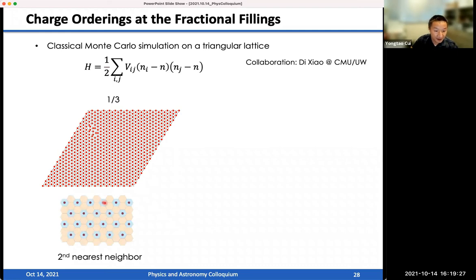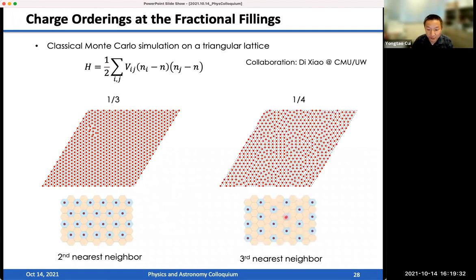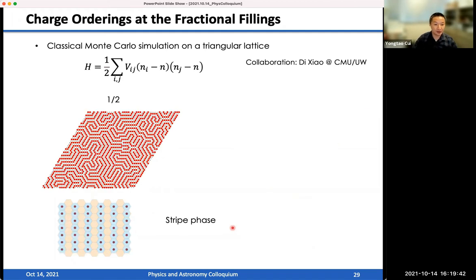So basically, it's the second nearest neighbor. And then for the 1/4, we have the third nearest neighbors. That's consistent with our analysis. And in both cases, they're all in this case of triangular lattice. So in the case of 1/2, these also are the stripe patterns. But because of the symmetry of the lattice, there are 3 alternative directions that are equivalent. So that's why in the simulation, you will see that the domains of the stripes are along all the 3 equivalent directions.